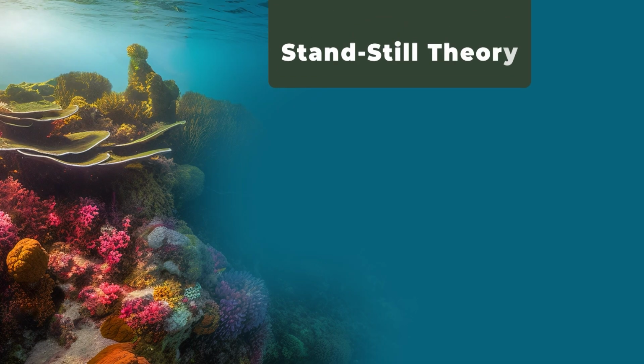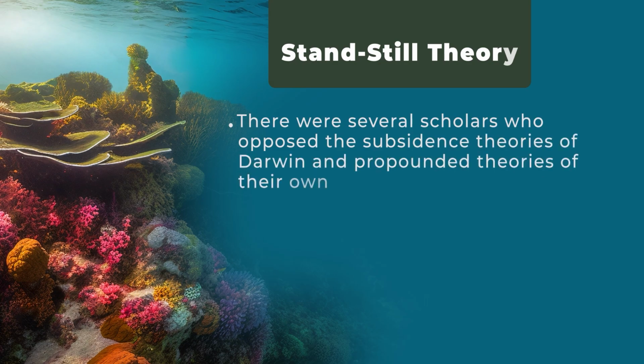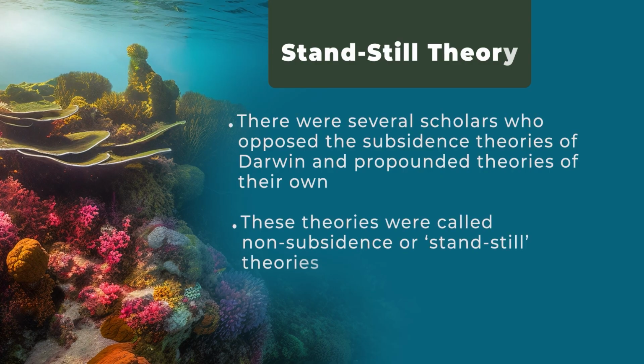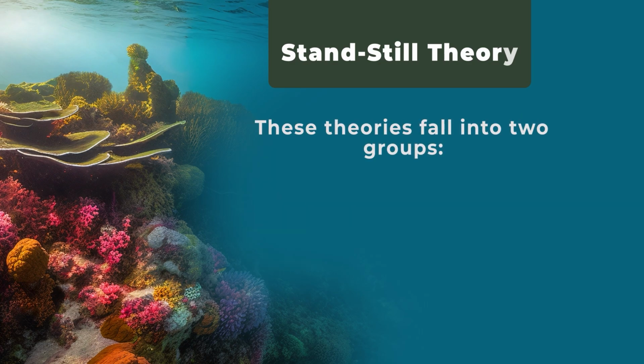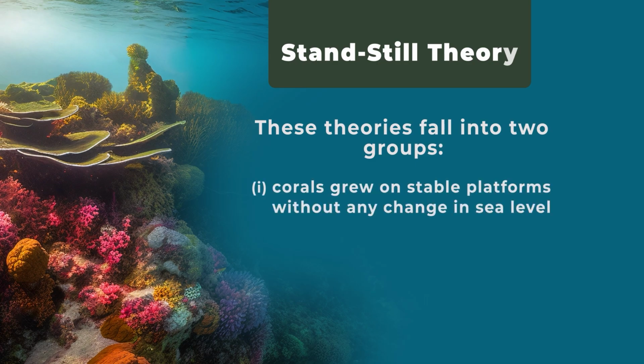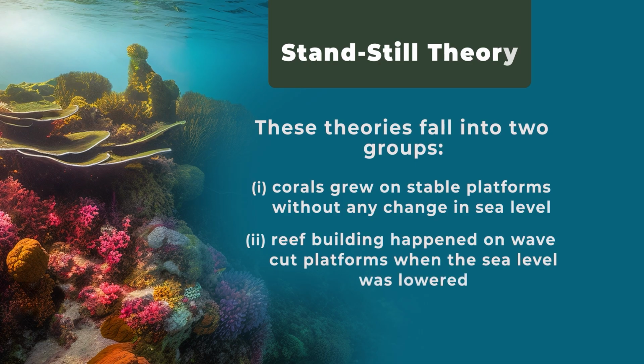Then there were other theorists apart from Charles Darwin, several scholars who opposed the subsidence theory of Darwin and propounded theories of their own. One of them is the standstill theory. These theories were called non-subsidence or standstill theories. These theories fall into two groups. Corals grew on stable platforms without any change in sea level. Reef building happened on wave-cut platforms when the sea level was lowered.